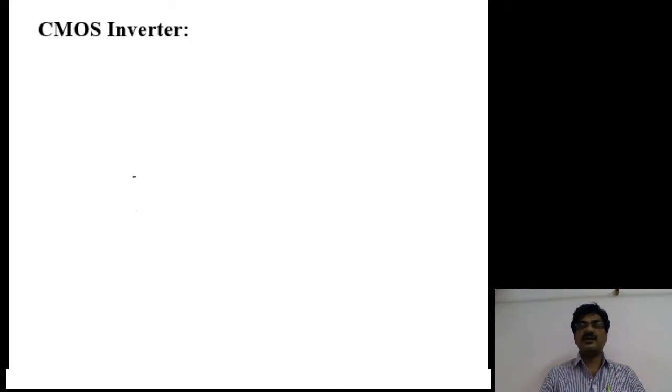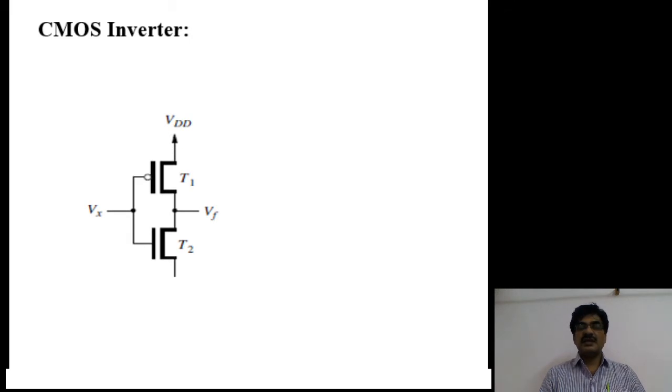Let us see how to draw or construct the CMOS inverter. Let me first draw the PMOS transistor. T1 is the PMOS transistor and T2 is the NMOS transistor. Here the input is commonly connected to both the PMOS and NMOS transistors. As per the structure, the output is taken in between the PMOS and NMOS transistors. The PMOS transistor is connected to VDD and the NMOS transistor is connected to ground. So this is the circuit for the CMOS inverter.